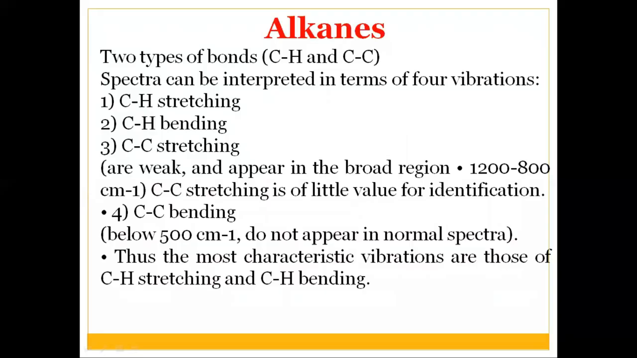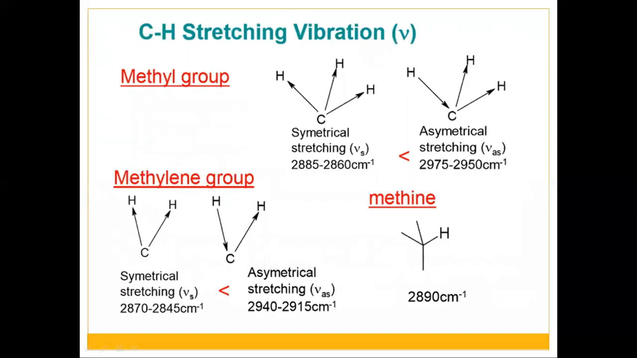Carbon-carbon bending appears below 500 per centimeter and does not appear in normal spectra, because the spectra we get in IR spectroscopy start from 650 and go up to 4000 per centimeter. So these will not appear in normal spectra. Thus, the most characteristic vibrations are those of CH stretching and CH bending. So we will start with the CH stretching vibrations.